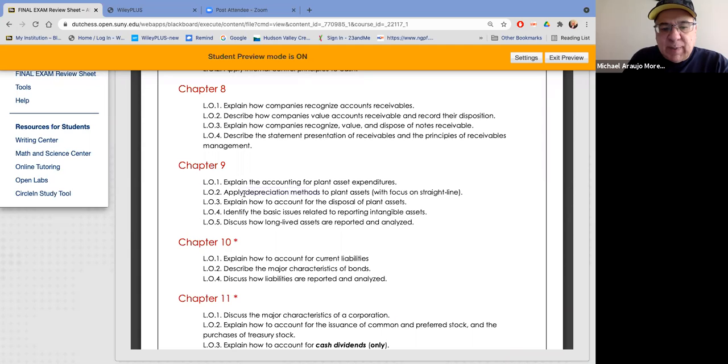We focused specifically on straight line depreciation, how companies, and over 80% of them use it, go ahead and calculate the depreciation on their assets to expense. We also looked at what happens when they actually dispose of their plant assets.